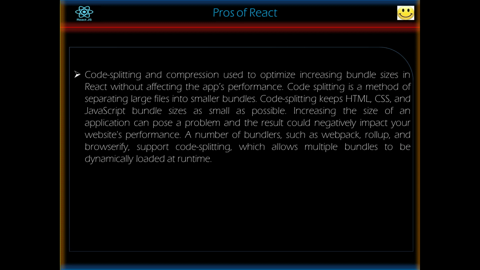Code splitting and compression are used to optimize increasing bundle size in React without affecting the application performance. Code splitting is a method of separating large files into smaller bundles. Code splitting keeps HTML, CSS, JavaScript bundle size as small as possible.